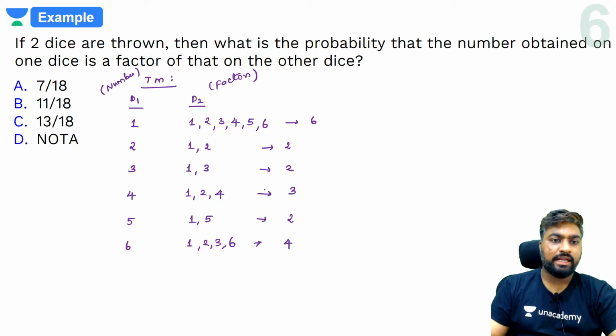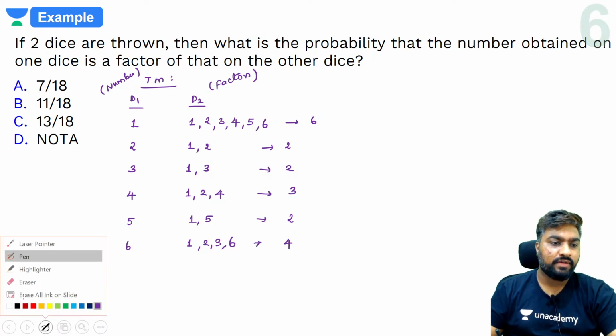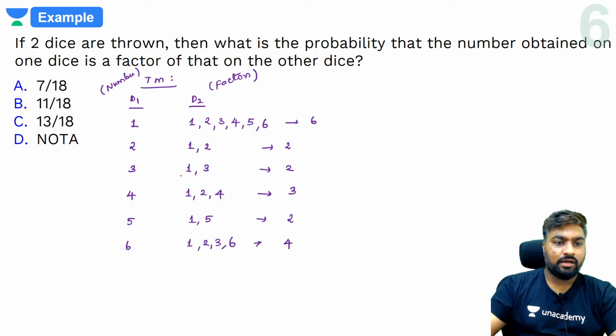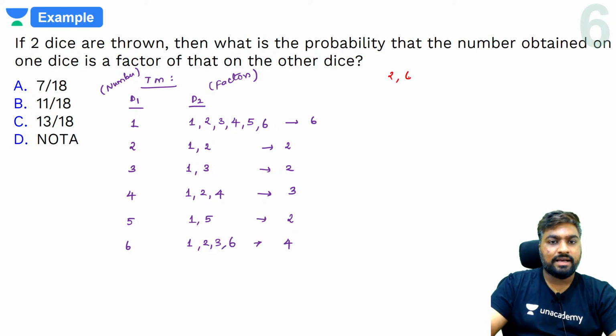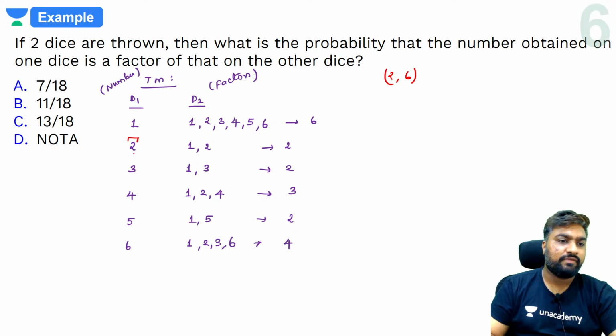Yeah, we only counted the factors. But do we have, say, 2,6? We missed out 2,6. Did we miss out 2,6? Yes. When we took the first dice to be 2, we did not consider 6. So we should also consider the multiples. We should also consider the multiples. Yes.